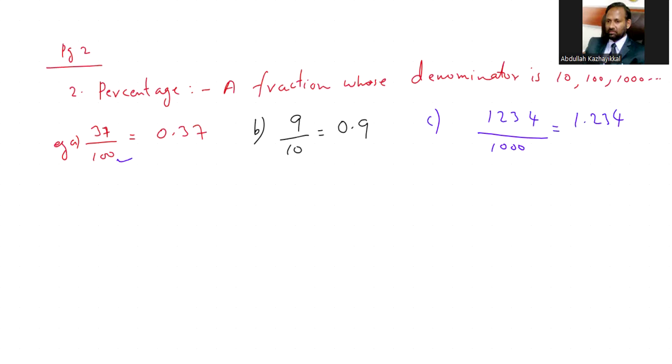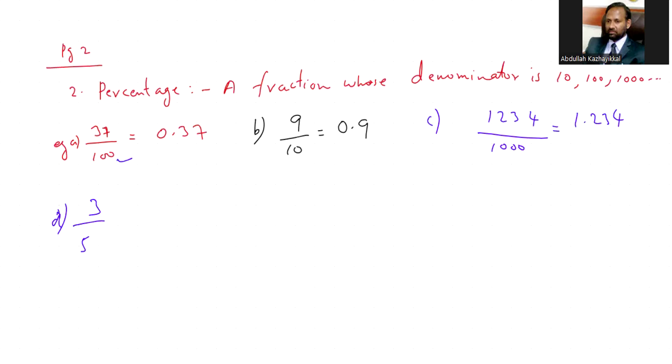1.234. This is called percentage. Don't confuse fraction and percentage. Look here, 3 by 5 is a fraction. It is not a percentage, it is a fraction. Okay, lowest from fraction part by whole. A cake, 3 parts, you are eating out of 5 parts, that is it.